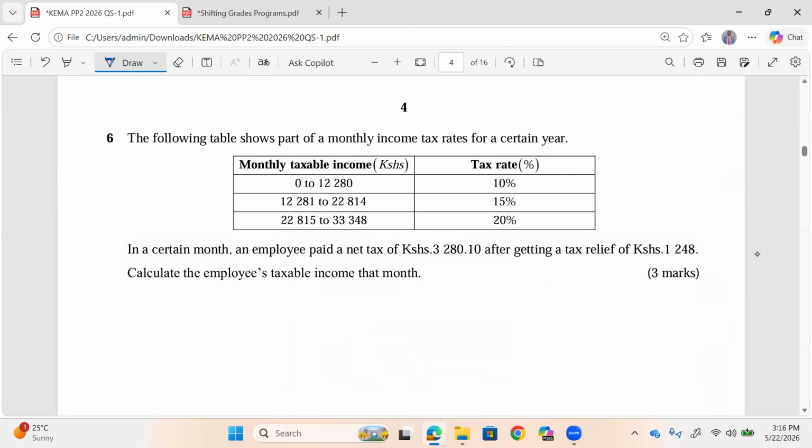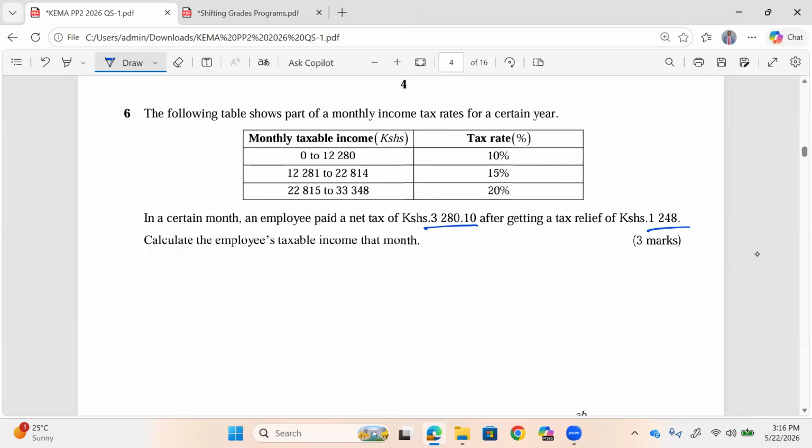Can you check now number 6? Now the following table shows part of monthly income tax rates for a certain year. You can see the monthly income tax rates, and you can also see the amount of tax rates. In a certain month, an employee paid a net tax of 3,280.10 after getting a tax relief of 1248. Calculate the employee's taxable income that month.